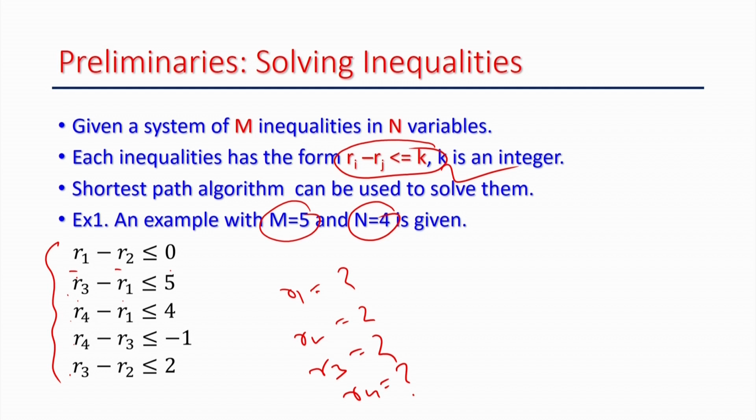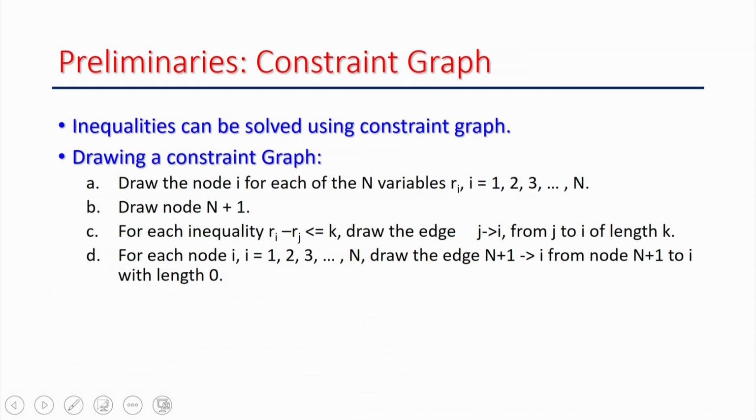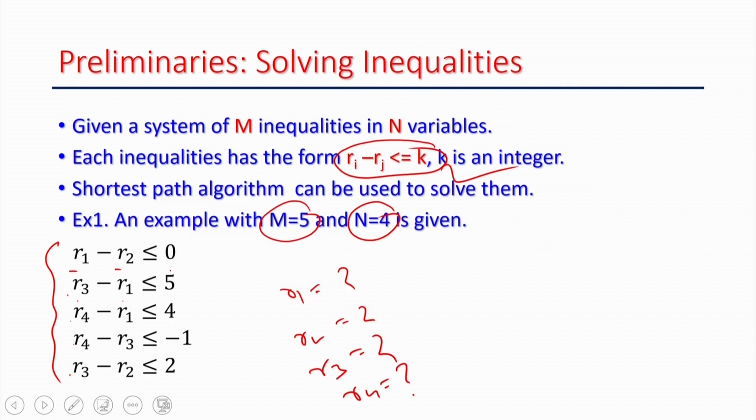We map this problem to the shortest path problem of a graph, and we can solve it using an all pair shortest path algorithm or a single source shortest path algorithm to solve these inequalities. That is something we are going to discuss. So we understood that we have a set of inequalities, the number of variables is n, and we have to find the values of the variables which satisfy all these constraints. For that, we construct a graph out of it.